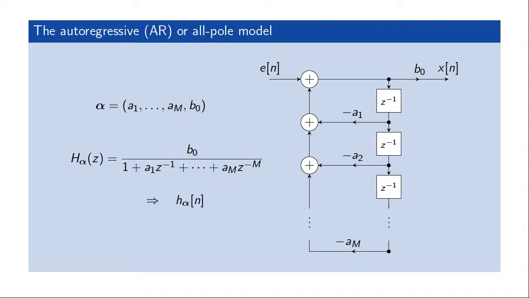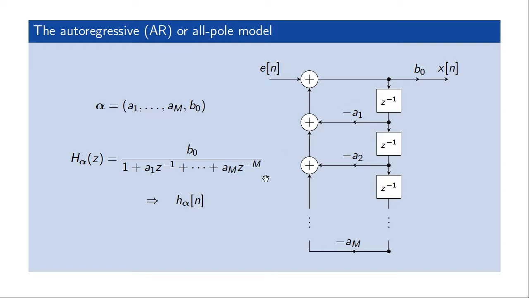In the last video, we looked at the moving average processes in a little bit more detail. And in this video, we look at the AR, or the all-pole models, in more detail. This model, the AR model, is obtained from the general ARMA model by assuming that we only have one feed-forward path active and then only the autoregressive part.